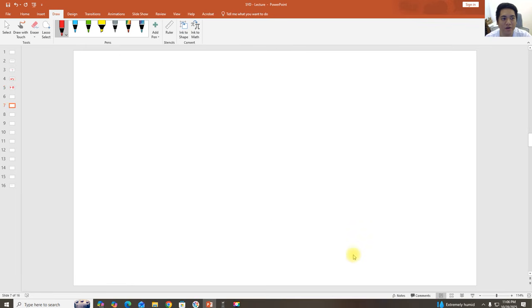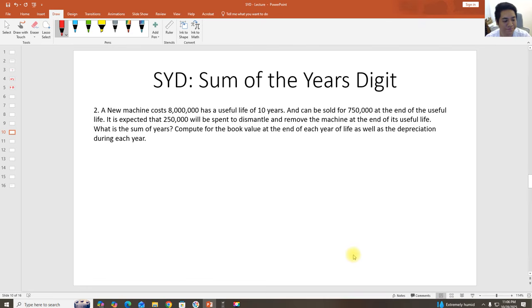Alright, so for number 2, a new machine costs 8 million. Okay? So a new machine costs 8 million, has a useful life of 10 years, and it can be sold for 750,000 at the end of the useful life. It is expected that 250,000 will be spent to dismantle, to be removed at the end of its useful life. What is the sum of the years?